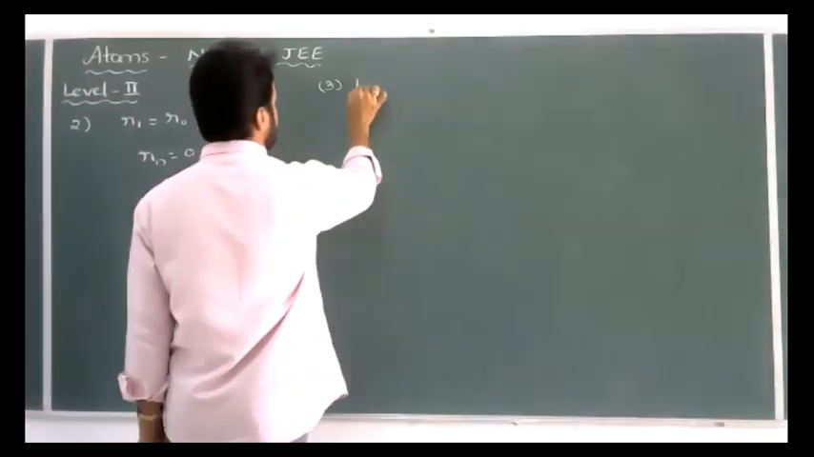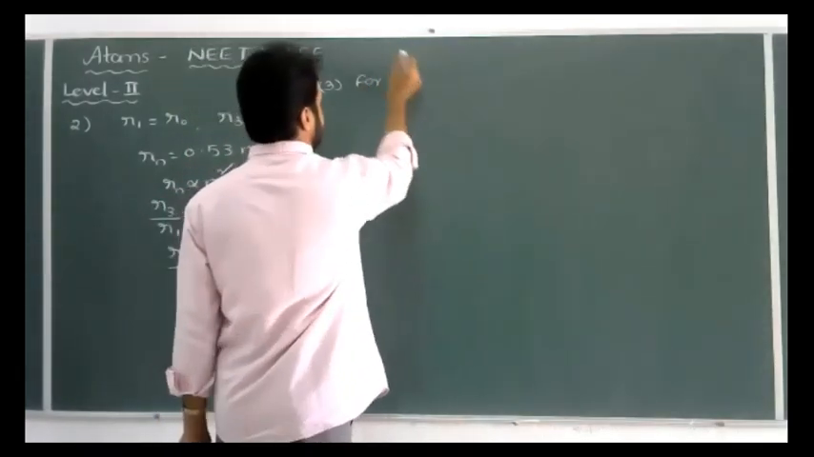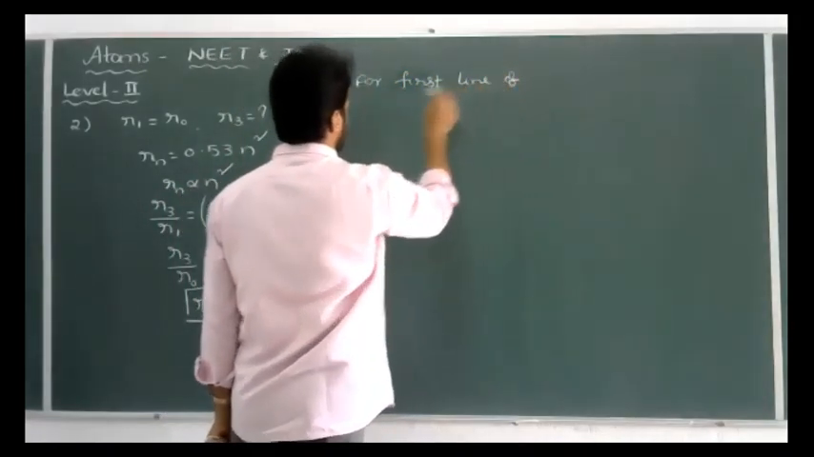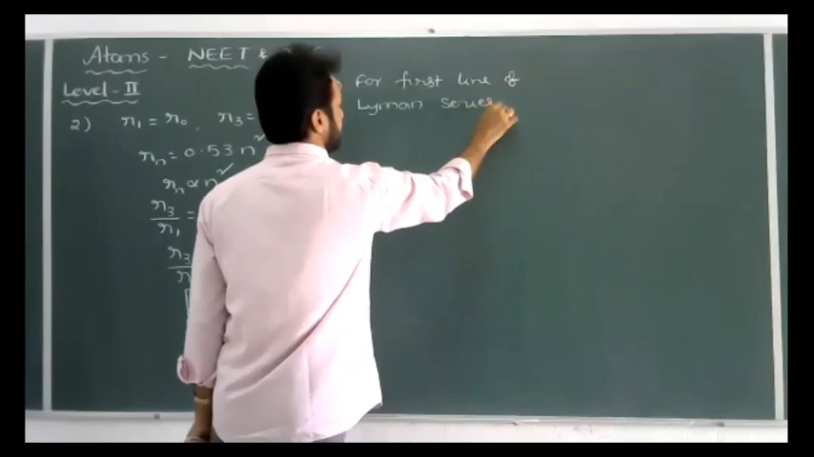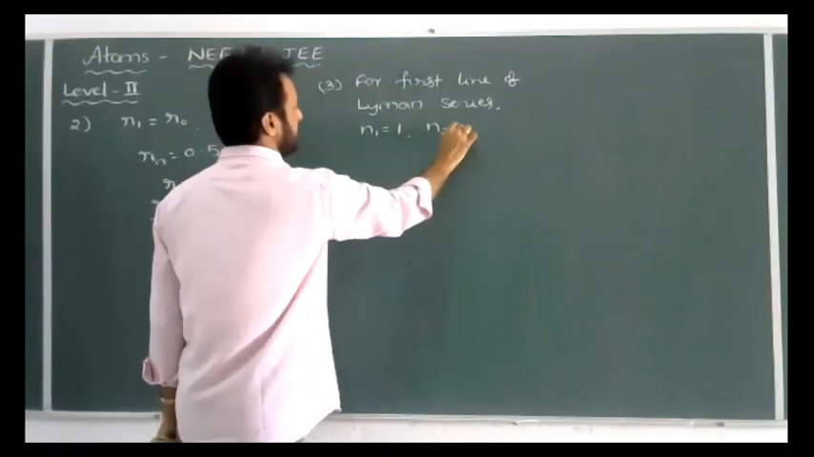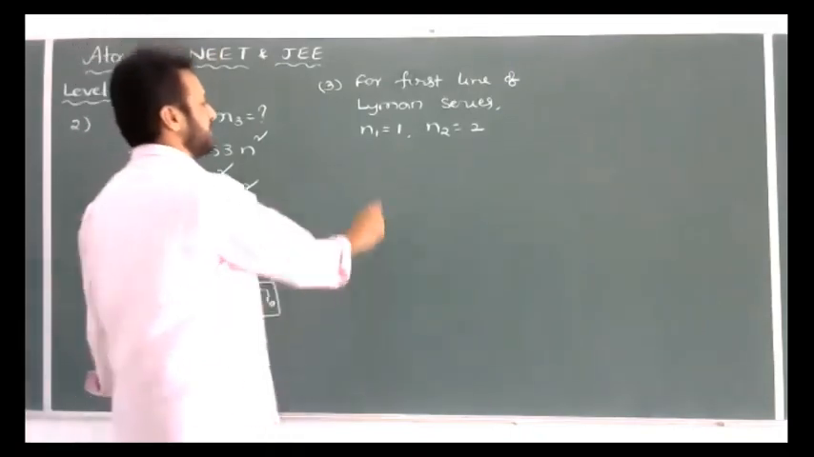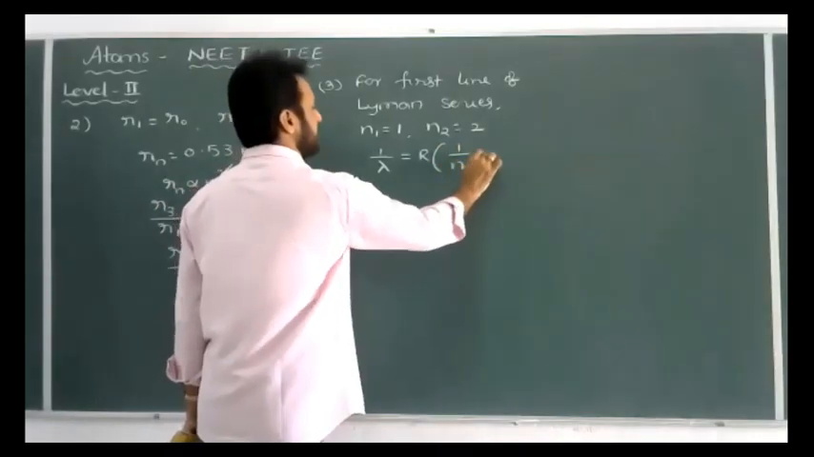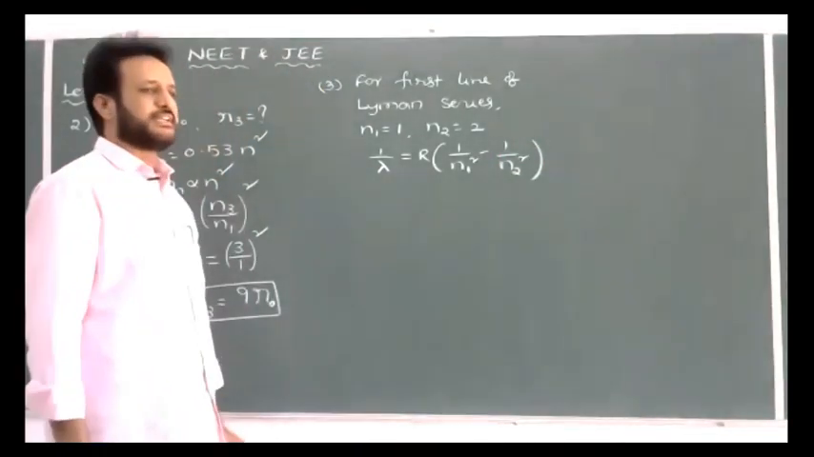For the first line of the Lyman series, we know the general formula: n1 is equal to 1 and n2 is equal to 2, which means the electron jumps from the second orbit to the first orbit. Use the formula 1 by lambda is equal to R into 1 by n1 square minus 1 by n2 square. So put n1 is equal to 1 and n2 is equal to 2.